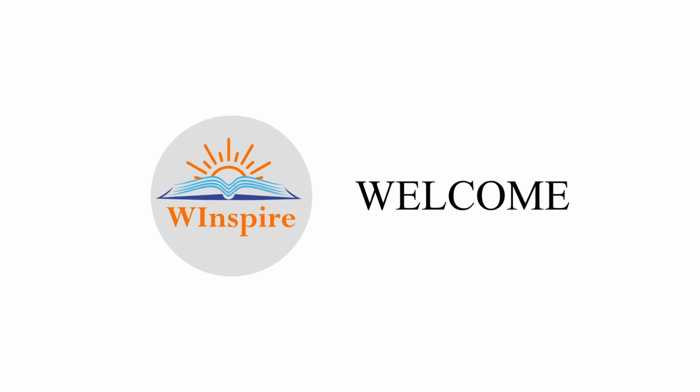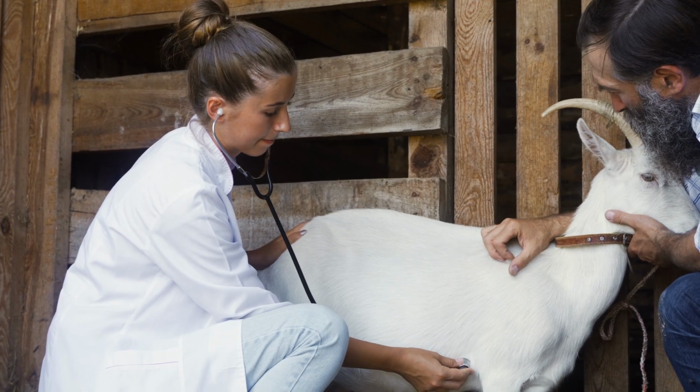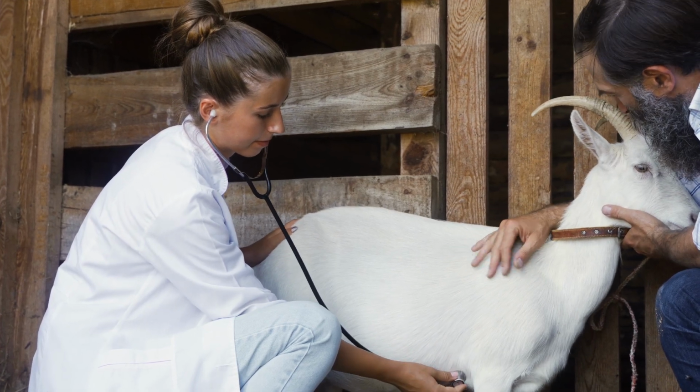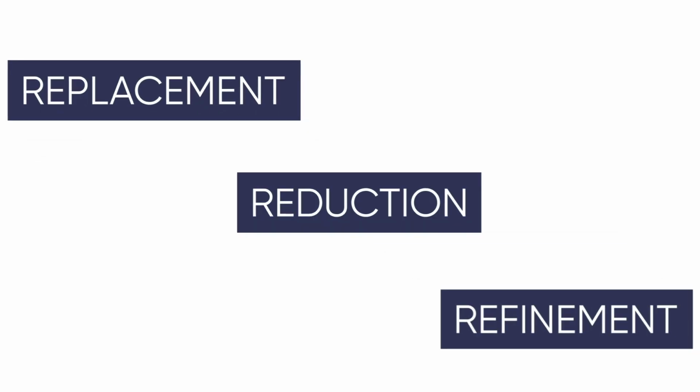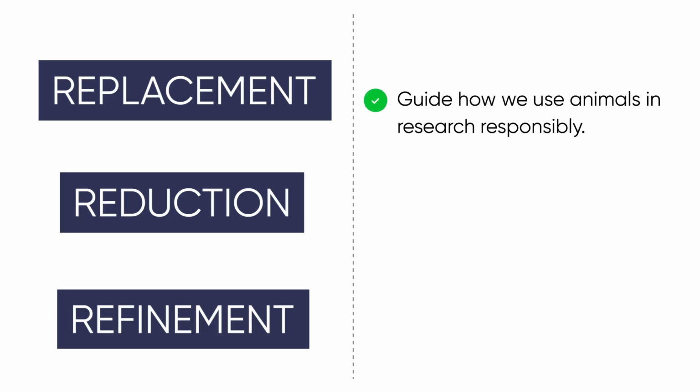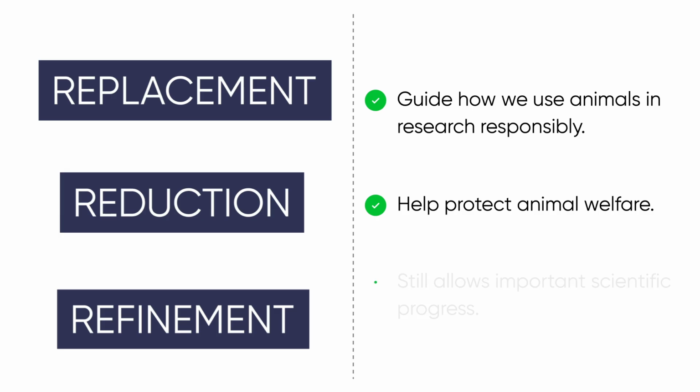Today we are going to talk about something that every researcher in animal science must understand from day one, that is, the 3 R's: replacement, reduction and refinement. The 3 R's will guide how we use animals in research responsibly, and they help protect animal welfare while still allowing important scientific progress. Now let's talk about them with examples and scenarios so that you can easily understand.